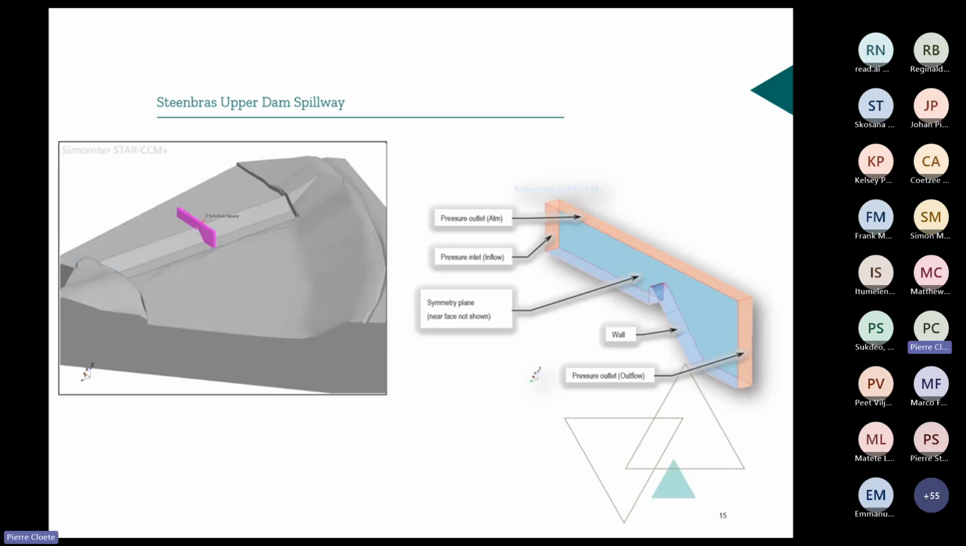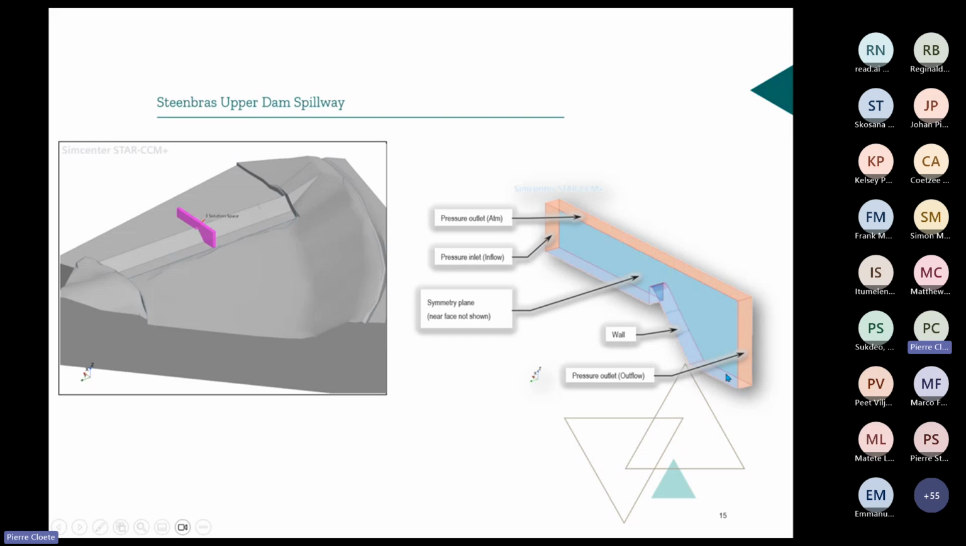Okay, so with any CFD work, again, you do need a control volume, and from that you would need to set your boundary conditions. For the upper spillway, we had a pressure inlet to which we assigned an inflow depth. A pressure outlet to the top, which is basically just opening it to atmosphere, because we effectively do have two-phase or multi-phase flow, and then a pressure outlet to the right, from which water can actually exit the computational domain.